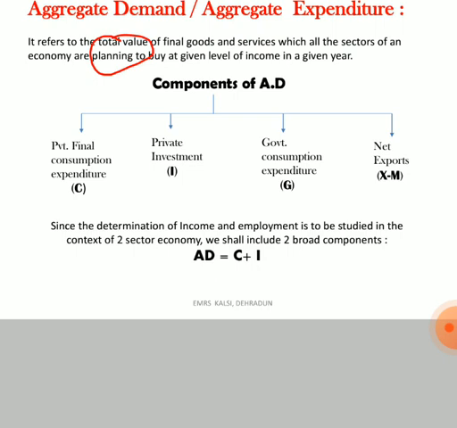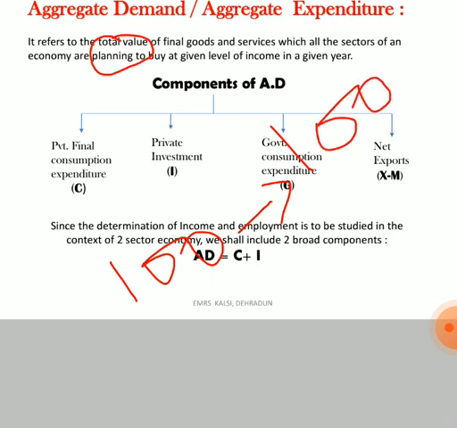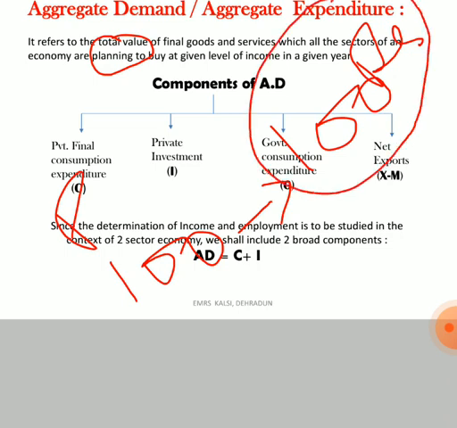So if there are 100 people and they are planning, they have not bought actually, they are just planning. There are 100 people and they are planning to buy goods and services worth 100 rupees. So this 100 will be the aggregate demand. It is also called aggregate expenditure because when we demand, we are spending something, we are purchasing. So aggregate demand and aggregate expenditure are both the same thing.